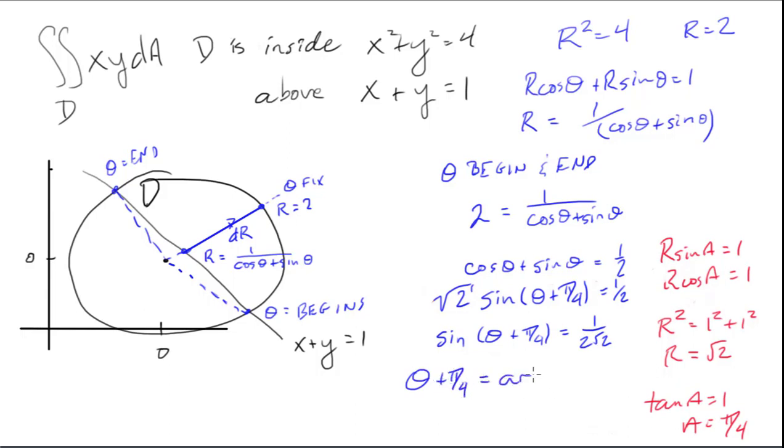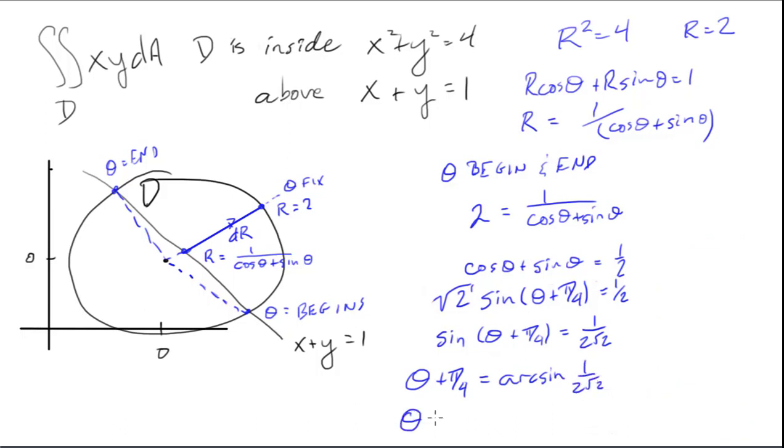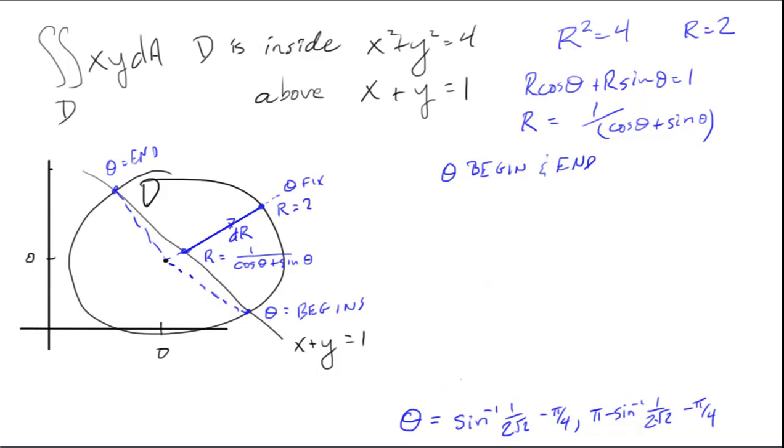Arcsine 1/2 √2. Arcsine, of course, has 2 values. Principal value, inverse sine. And the symmetry value, pi minus inverse sine. The first value is where I begin, the second value is where I end.